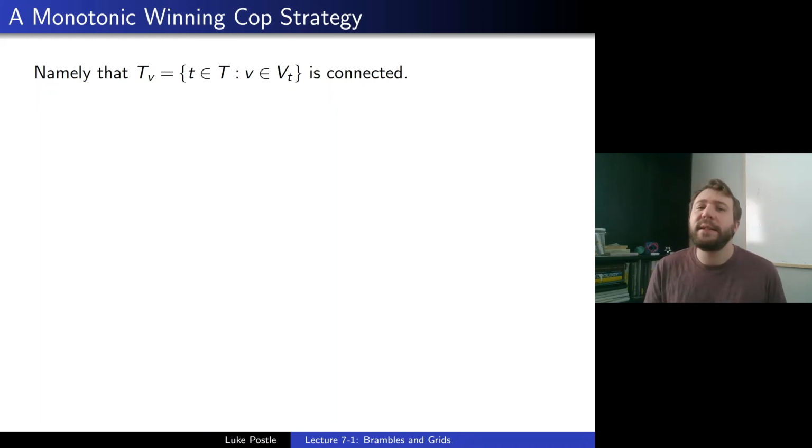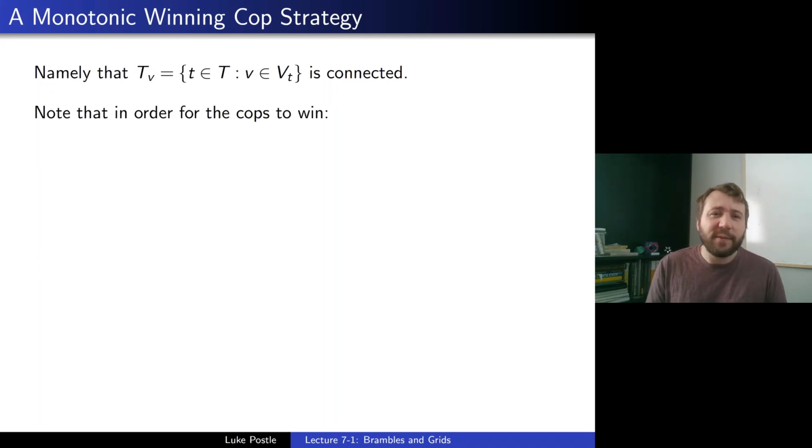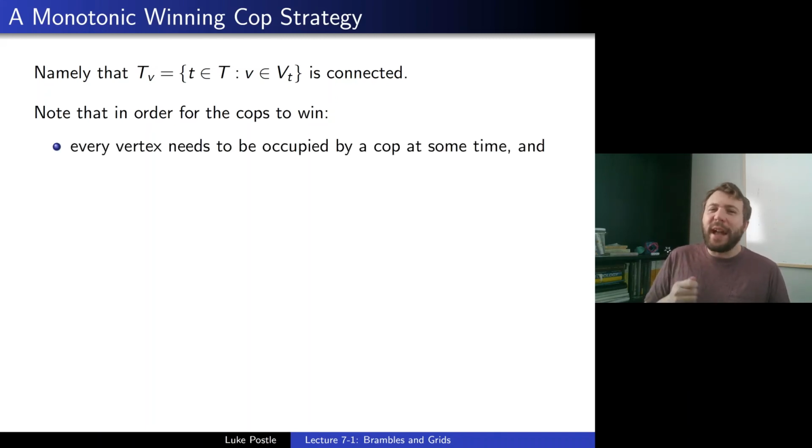So really, monotonicity is imposing a connected or subtree condition on cops being at a vertex. And if you pair that with the following observations: in order for the cops to win, recall what you need. You need to catch the robber. So what does that mean? It means that every vertex needs to be occupied by a cop at some time, right? Because if there was a vertex which was never occupied, the robber could just sit there the whole time.